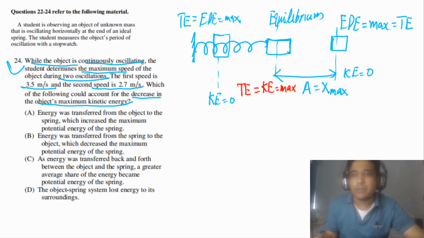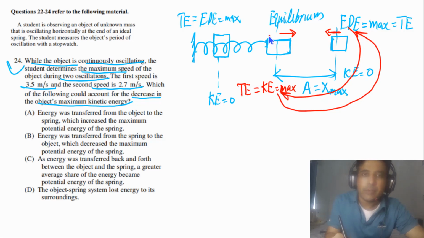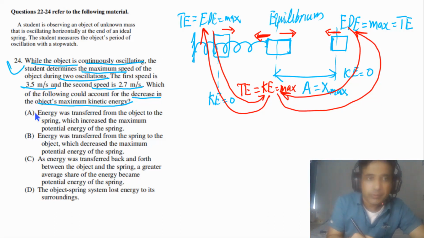Now we need to understand the relationship between them. If you look at equilibrium, you can see kinetic energy is changing into EPE when this mass is moving to the right, and vice versa is true when the mass is moving to the left. So EPE will change back into kinetic energy, and when this mass is moving from equilibrium to the left, kinetic energy will change into EPE, and when it is moving to the right, EPE will change into KE. So these are the main concepts you need to understand. If this is clear to you, now we can go to the given options.